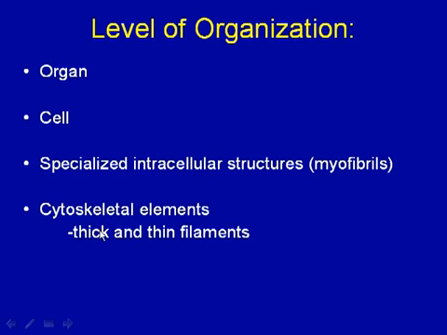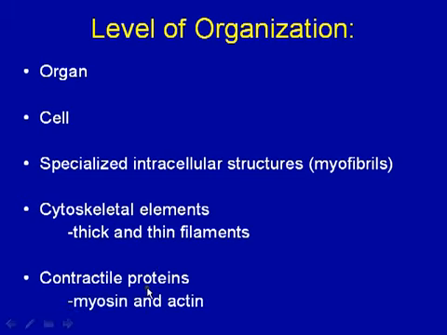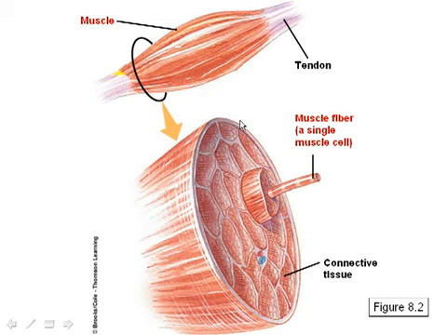And then we're going to specifically talk about the different types, the contractile proteins. So when we talk about the actual microfilaments and intermediate filaments, we're going to use two special names, actin and myosin. So starting at organ, to the cell, to the intracellular structures, the cytoskeletal elements, the contractile proteins, we're going all the way down to the microscopic level. So you should review your anatomy.